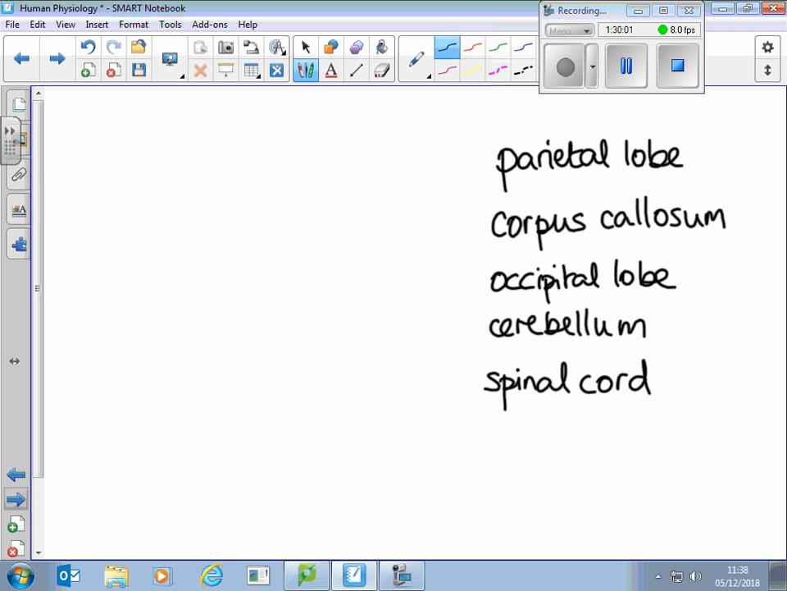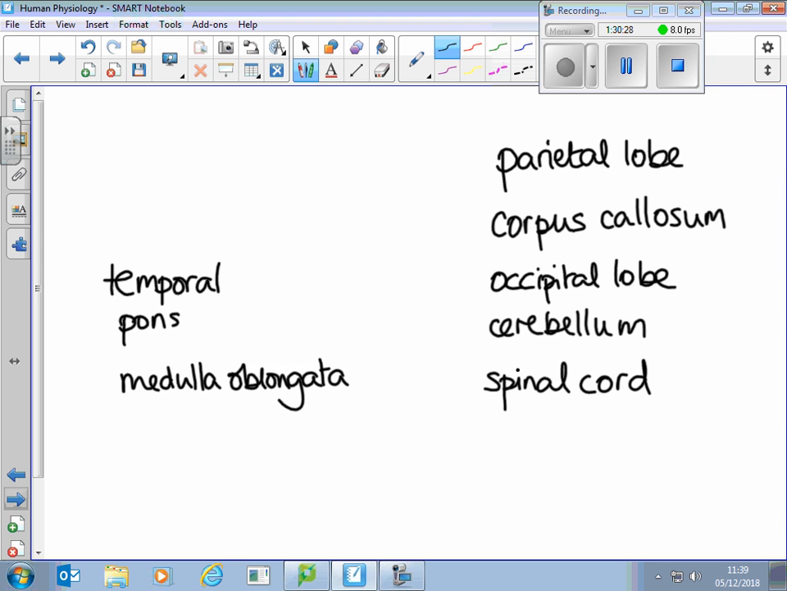Then if we come over the other side, we've got medulla, so medulla oblongata. Coming up that side, we have pons, followed by the temporal lobe. It's pointing to that one that's sort of at the back of what you're looking at, so that's the 3D issue there.